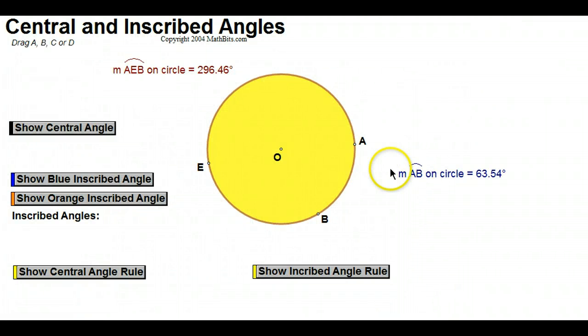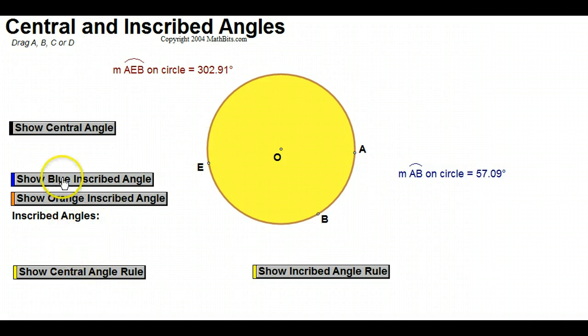So we've been dealing with arcs that are on a circle, and we've been looking at the measure. Here's the measure, here's arc AB. And it's the minor arc, and as you can see, the measure of arc AB is 63.54. And as I move A and B closer together, the measure of the arc decreases. And as I move them farther apart, the measure of the arc increases. But how do we get this measure of this arc? Not the length, but the measurement of the arc?